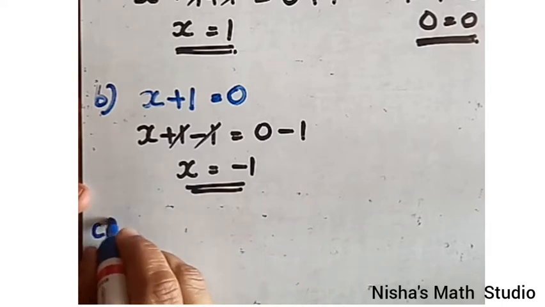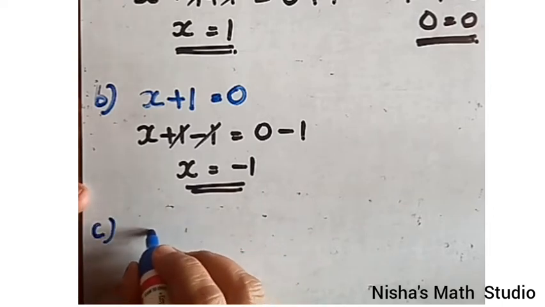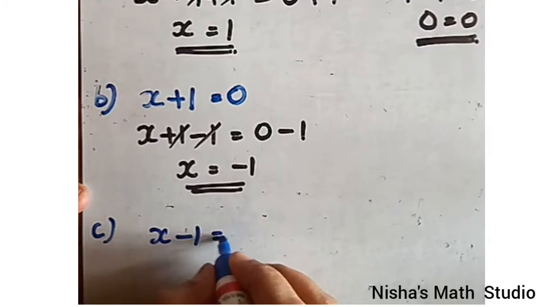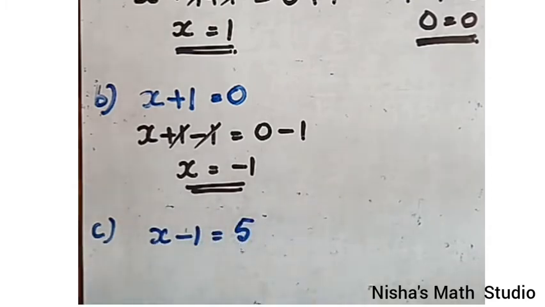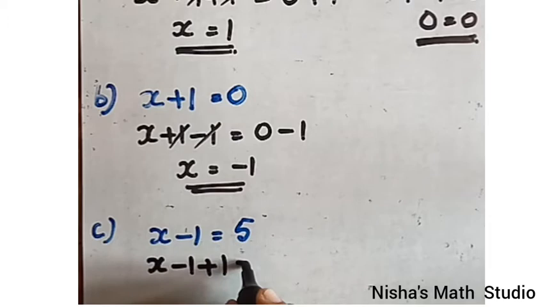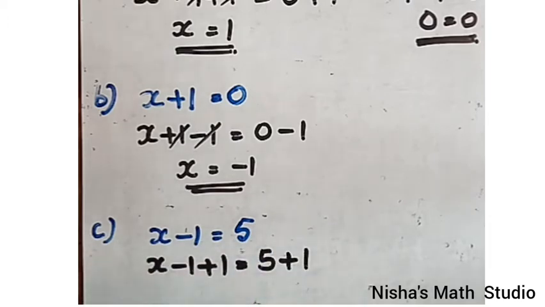The third question, x minus 1 is equal to 5. Here, in order to keep only the x on the left hand side, and you have minus 1, you should add 1 here. So, what are you going to do on the right hand side also? Add 1. What remains here is x. 5 plus 1 is equal to 6. So, the value of x is 6.